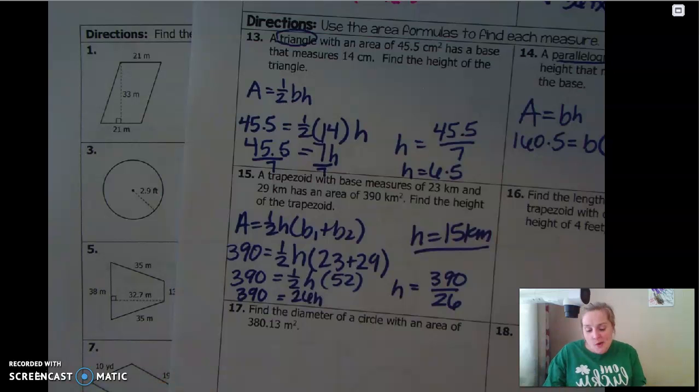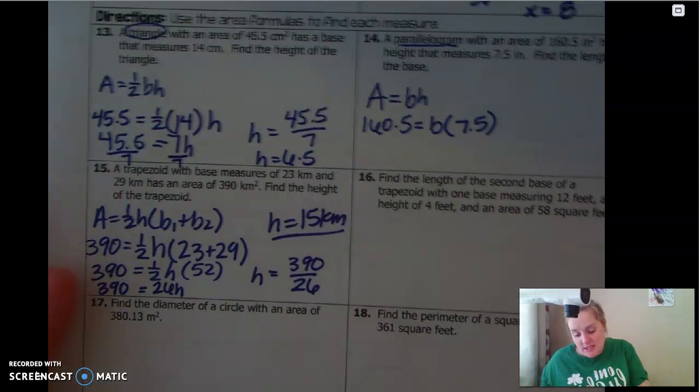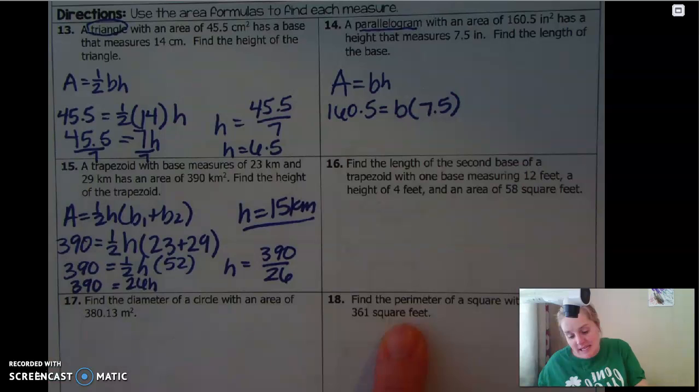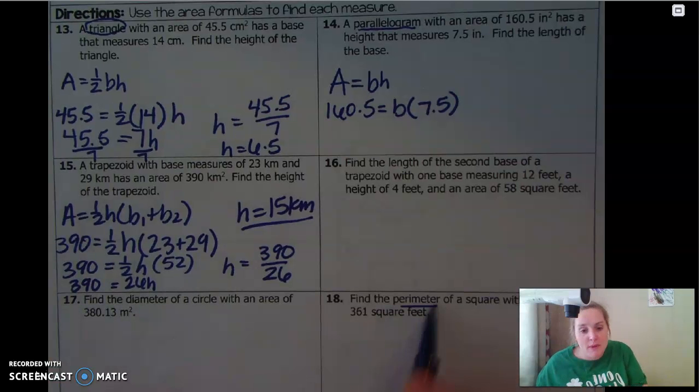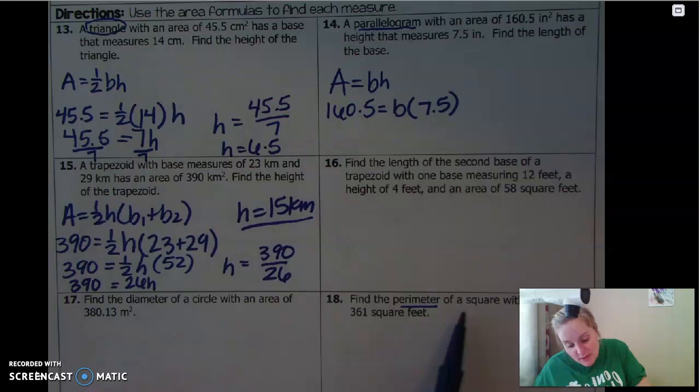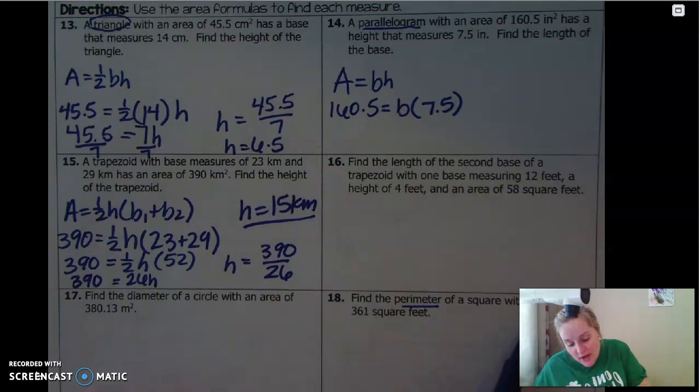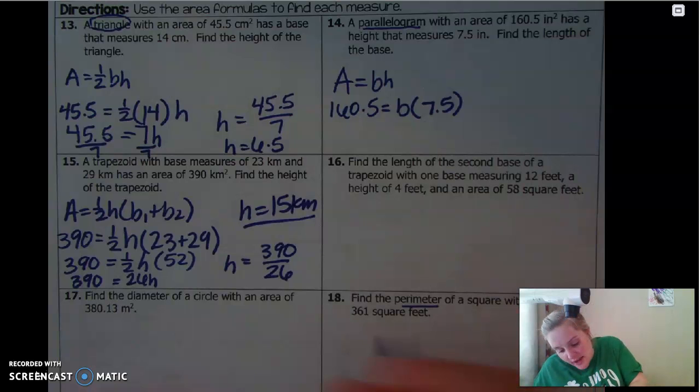Okay? All right. This one's dealing with the perimeter. If you look at 18 down here, this one's dealing with the perimeter. Remember that the perimeter is different. It's just the outsides of your shape. So for this one, they have the perimeter of a square with an area of 361. So we kind of have to start with the area. Remember that the area of a square is s squared.